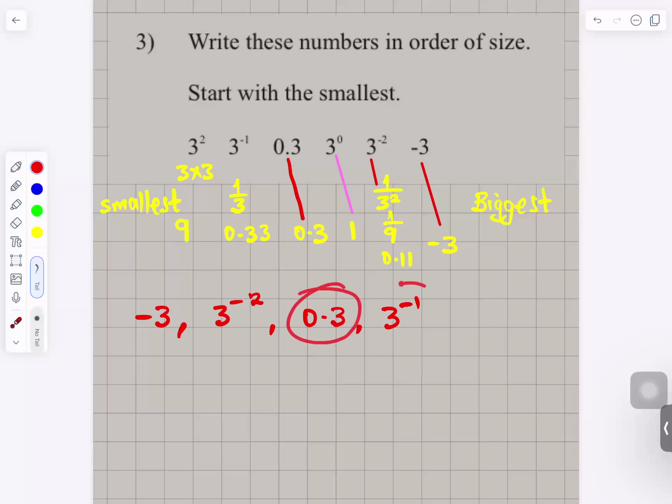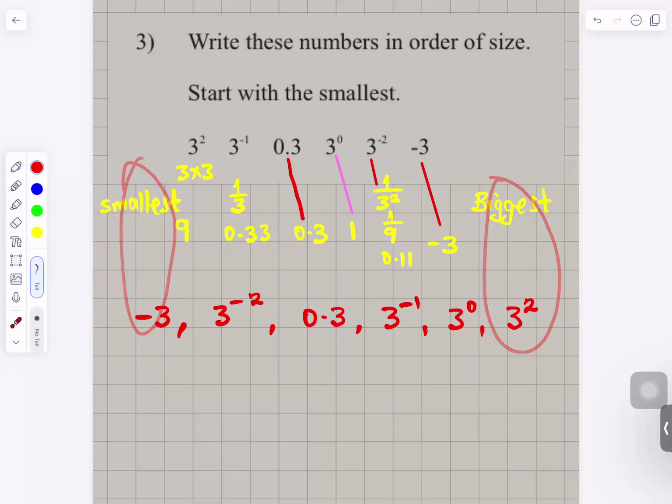0.3 and 3 to the minus 1 are the ones that confuse students. One of them is 0.333 recurring, and this one is just 0.3. The next one after 3 to the minus 1 is 3 to the power 0, which is just 1. And the largest one is 3 squared, which is 9. So that is it from the smallest to the biggest.